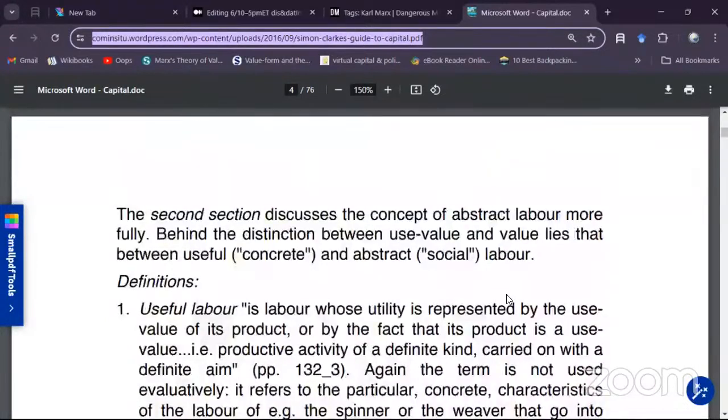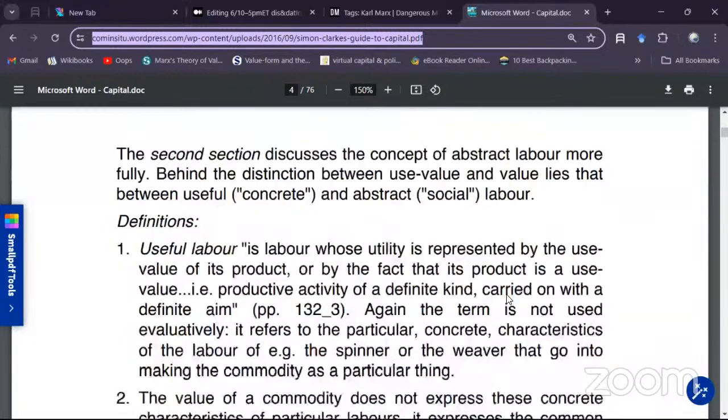Useful labor is labor whose utility is represented by the use value of its product, or by the fact that its product is a use value, that is, productive activity of a certain kind carried on with a definite aim, that is, making the knife. Again, the term is not used evaluatively. It just refers to the particular concrete characteristics of the labor that the spinner or the weaver put into making the commodities a particular thing. In other words, the material's coming and you're dealing with it, making it more like thread or yarn before it goes on to the next step, for example.